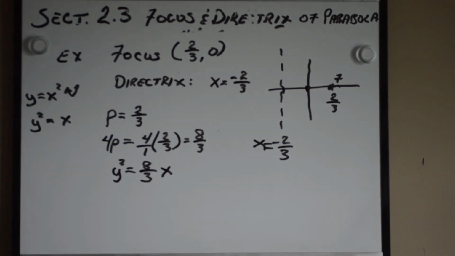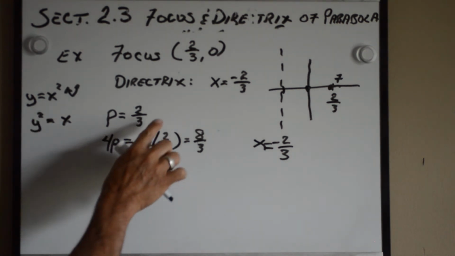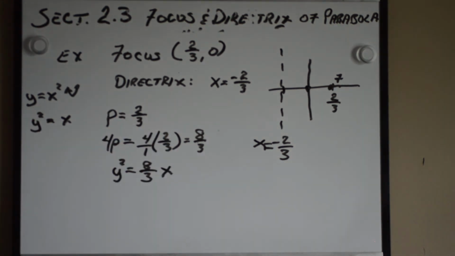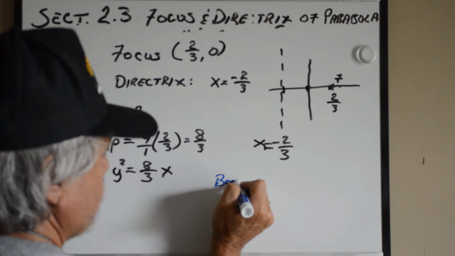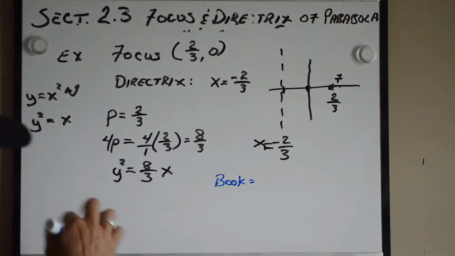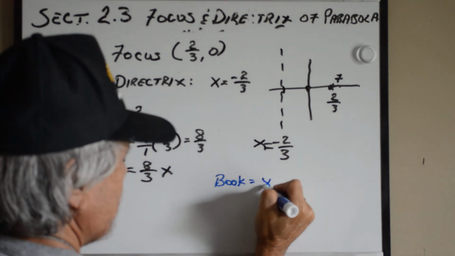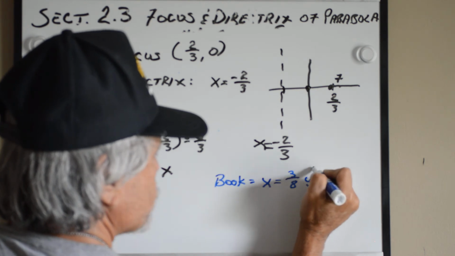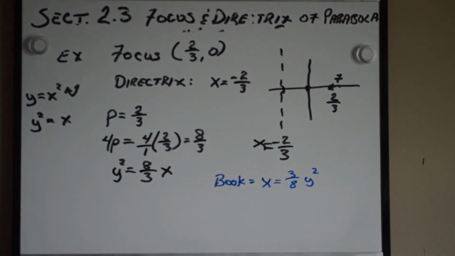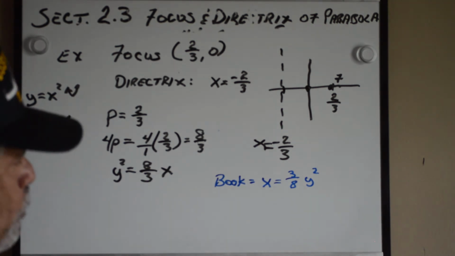All right? Now then, the difference. The book shows it a different way. They show this equation differently. I think it's easier this way, but it's the same thing. So in the book, the answer they're going to give you is x equals 3 over 8 y squared. Is that the answer they give you? Yeah. It's going to give you x equals 3 over 8y squared.